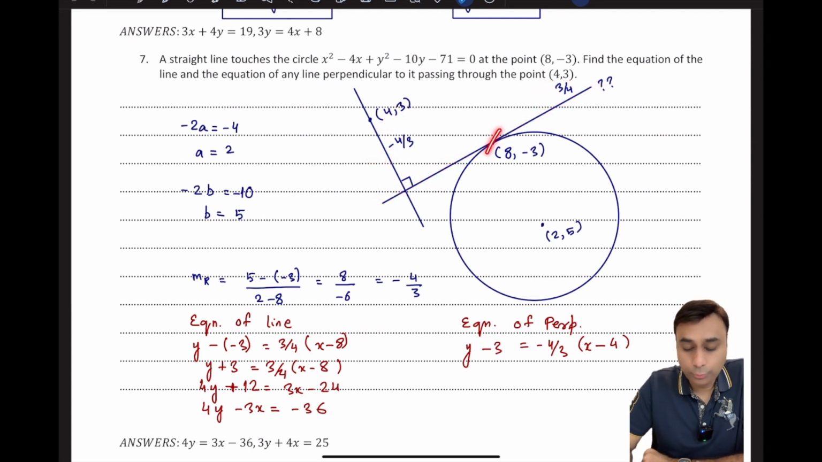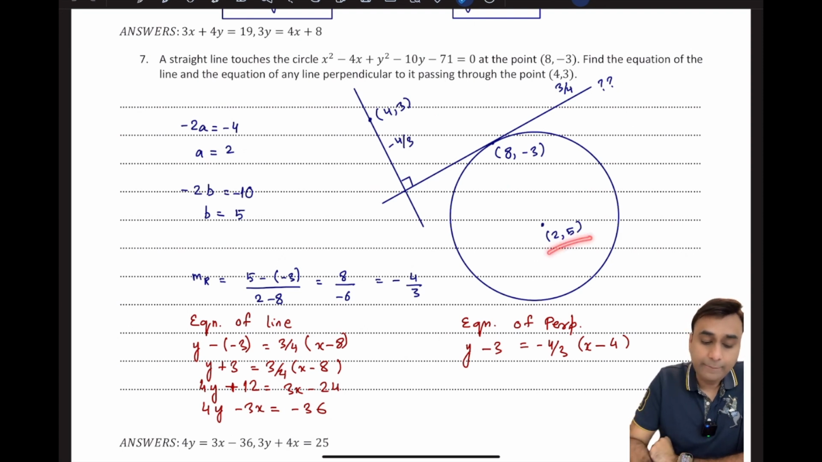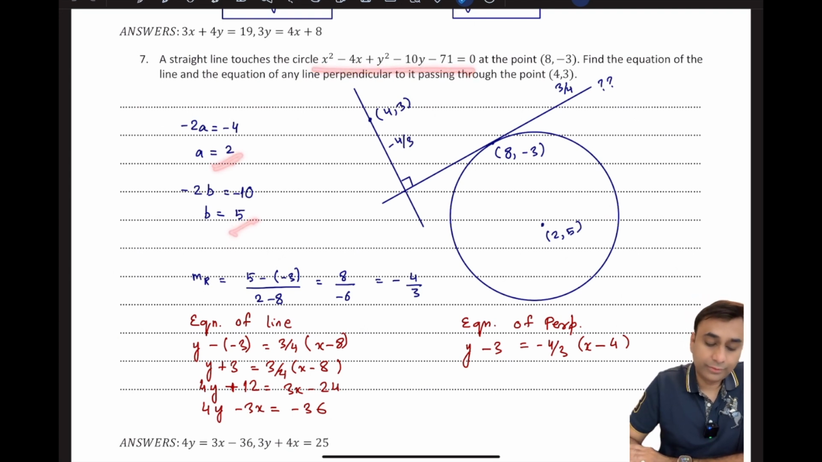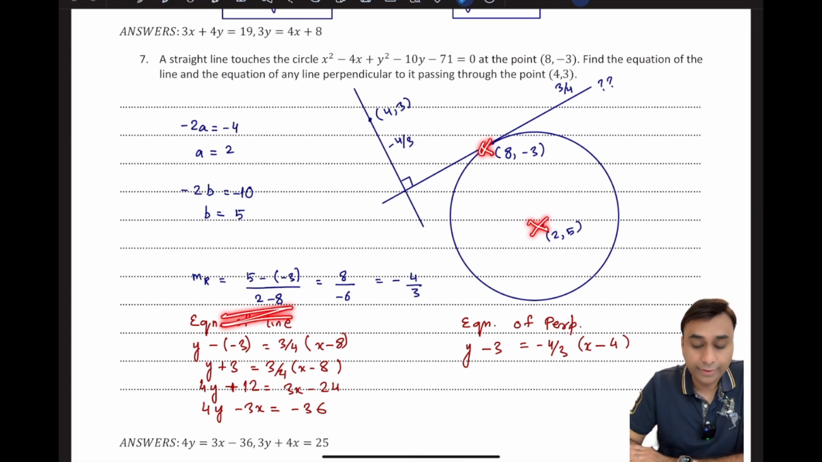So I have the point of tangency. I can find out the coordinates of the center again by comparing this equation with the standard equation of the circle. I will be able to get myself the values of a and b, which will represent the center of the circle. After getting the points of the center, I can use these 2 points to get the gradient of the radius, which would be the gradient of the normal.